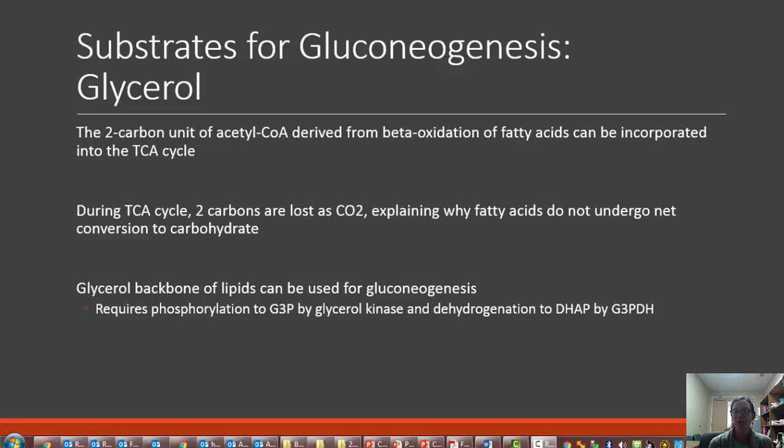gluconeogenesis. If you'll remember, one of our steps of glycolysis involved G3P, or glyceraldehyde 3-phosphate. So really, we could phosphorylate the glycerol backbone of a lipid by glycerol kinase and produce one of our intermediates of glycolysis that we could then use for gluconeogenesis.